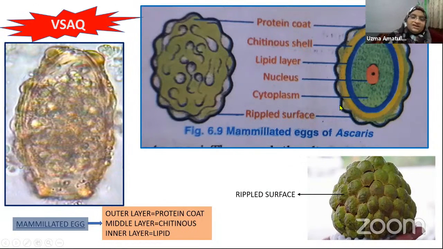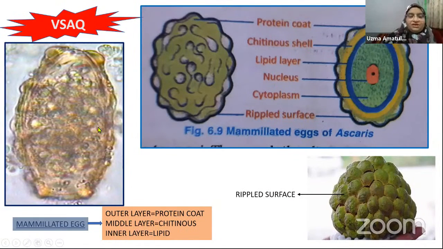Now here, this is an important, very short answer for you. The egg of the Ascaris is called a mammulated egg. Why? Because it is covered with three layers. First of all, it has a rippled surface. The outer layer is the protein coat, the middle layer is the chitinous shell, and the third one is the lipid layer.